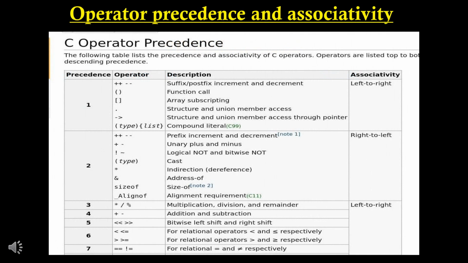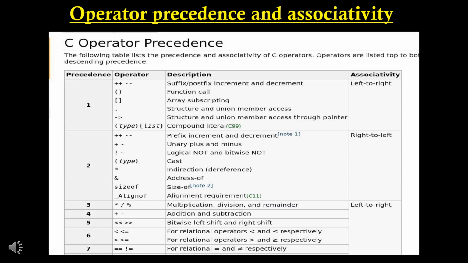Operator precedence determines the order in which operators are evaluated. For instance, multiplication, asterisk, and division have a higher precedence than addition, plus, and subtraction. Therefore, in an expression like 3 + 5 * 2, the multiplication happens first, resulting in 3 + 10 = 13.